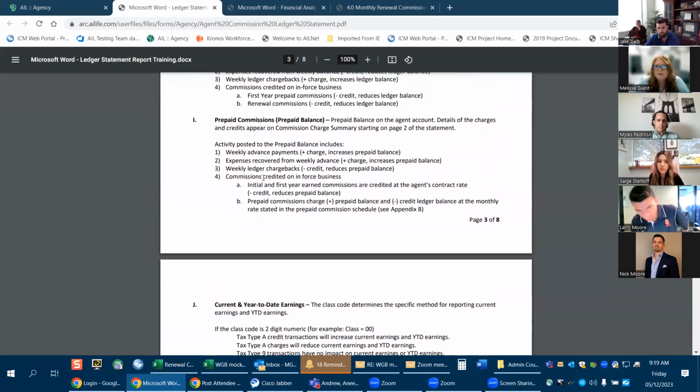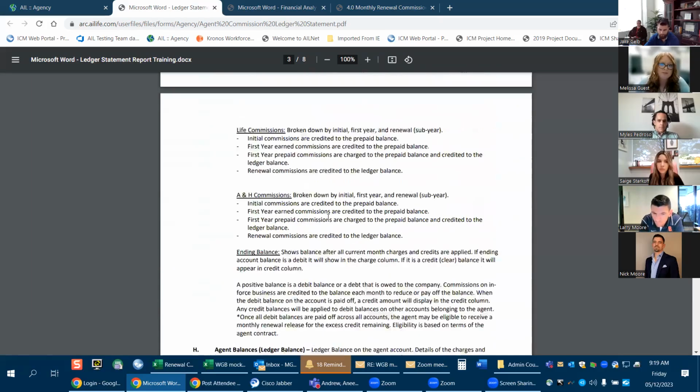So this helps summarize some of the activity that is reflecting in both balances, so you better understand how we're rolling those balances and reporting all of the activity in those balances each month.